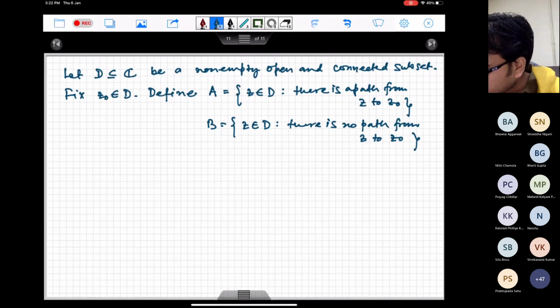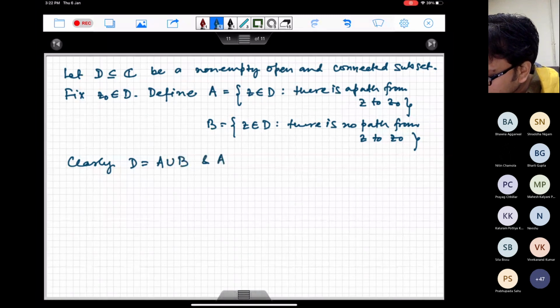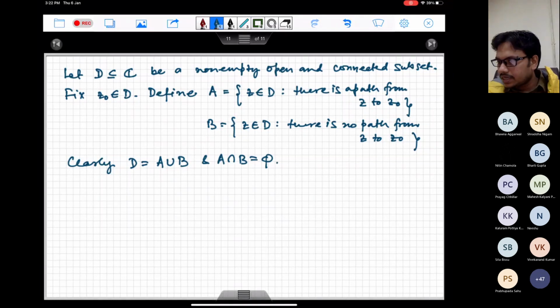So clearly D is equal to A union B and A intersection B is empty. Right? Agreed? This is just from the construction itself. Correct? Yes or no? Do you agree to this? Yes, sir. If I define my A and B like this, I have this one.